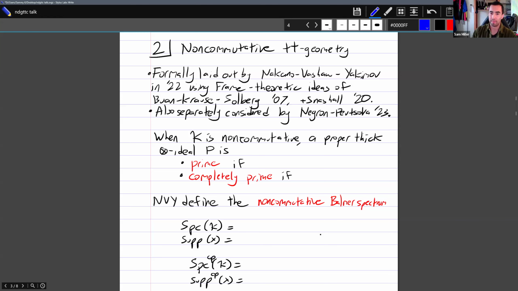And so when our category is non-commutative, so it's a monoidal triangulated category, but not necessarily symmetric or even braided, then a proper thick tensor ideal P is prime if it satisfies the non-commutative primeness condition. So I tensor J is contained in P, where I and J are thick tensor ideals, implies that one of these is contained in P, and completely prime if it satisfies the element-theoretic condition instead.